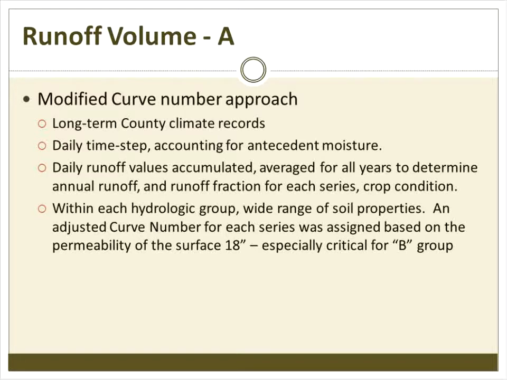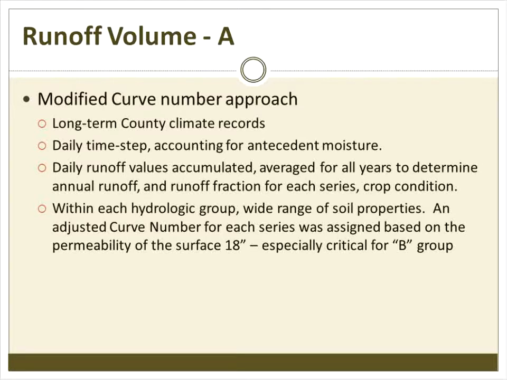You need long-term climate records. You need a model that uses the curve number. It uses daily time steps for antecedent moisture, and it calculates daily runoff values for different types of soils depending on their hydrologic group.